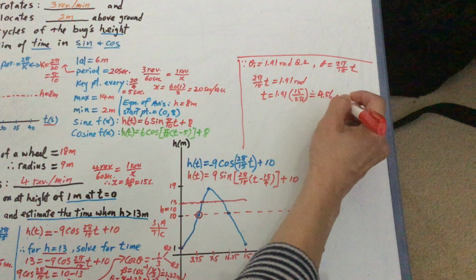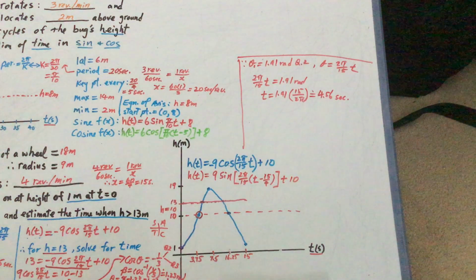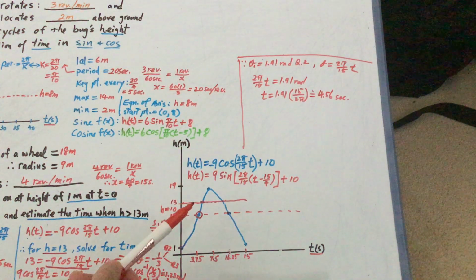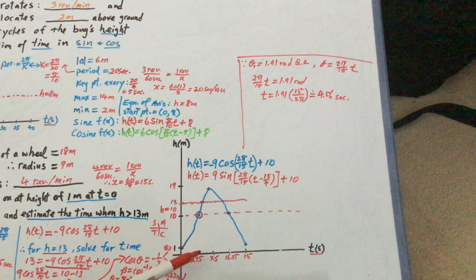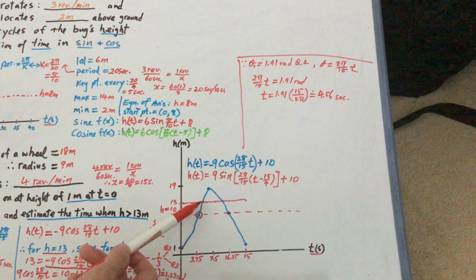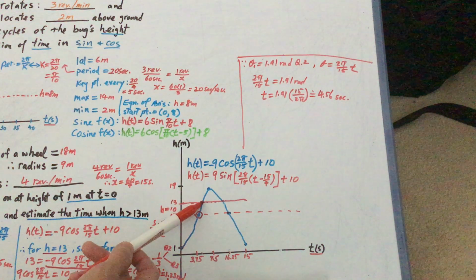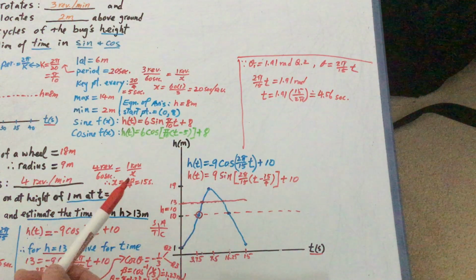And this has to be in seconds. It does make sense if you look at the graph. 4.56 is a little bit over here, and that is where the graph, or the wheel, first reaches the height of 13.